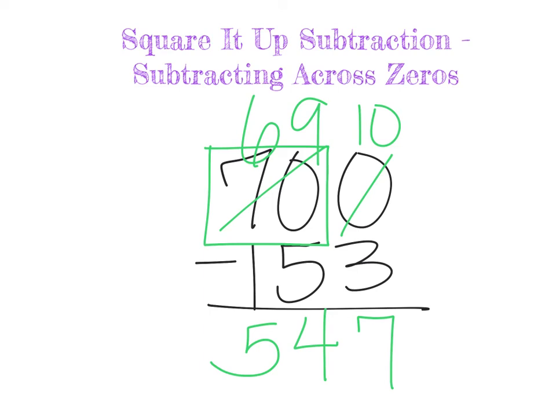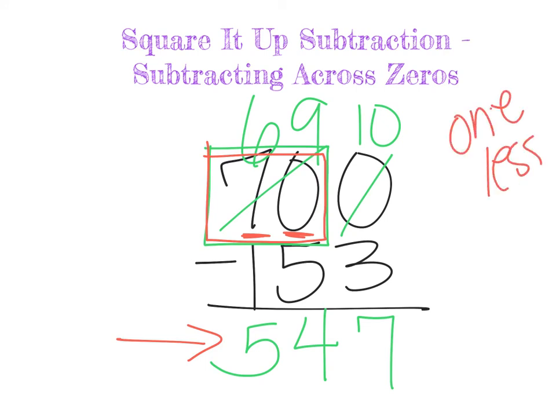Okay, students, you should have gotten the difference of 547. Your boxed number should have been the number 70 because you boxed everything except the ones place. So here it would have been the tens place and the hundreds place. So you should have gotten 70 inside your box. Then you always ask the question, what is one less? That is your question you ask yourself, one less. So one less than 70, of course, is 69.